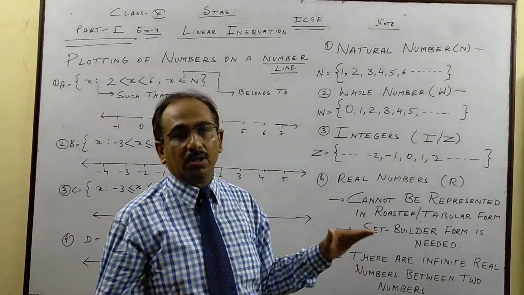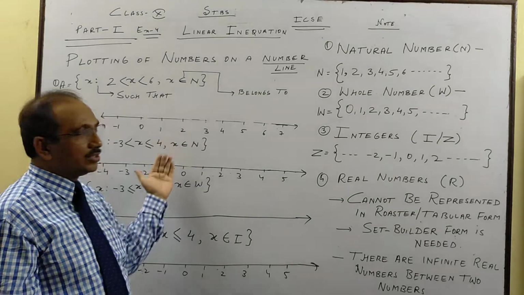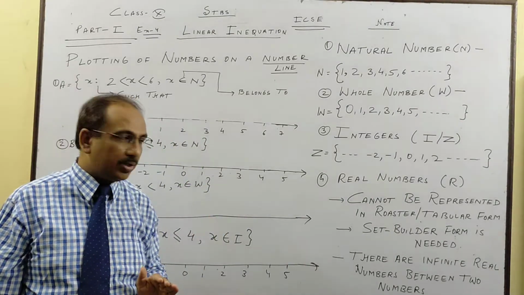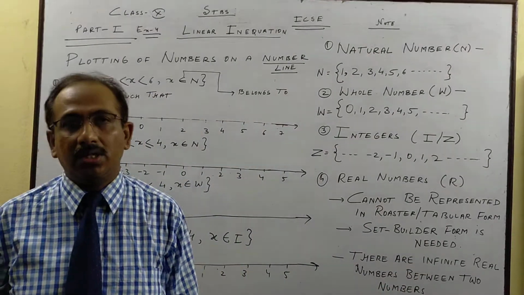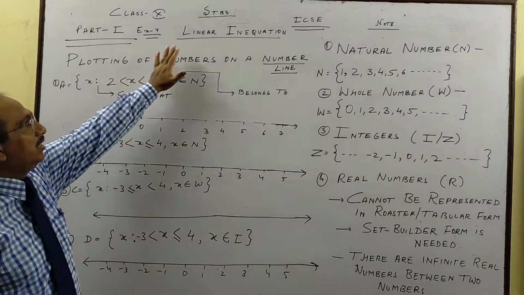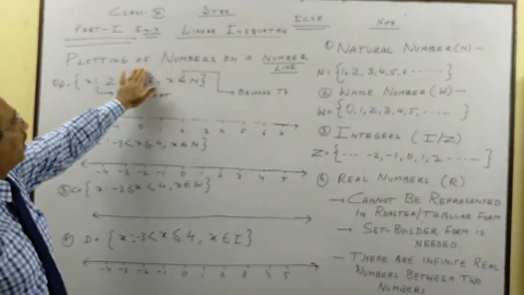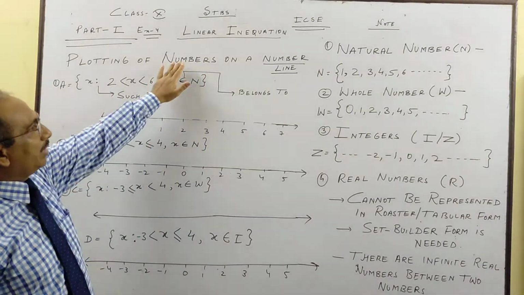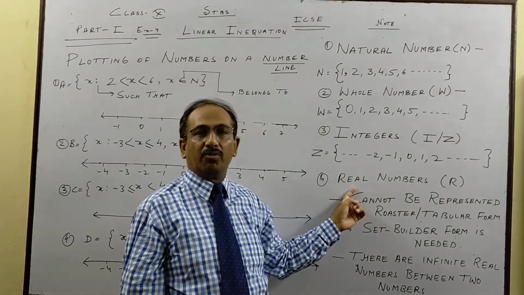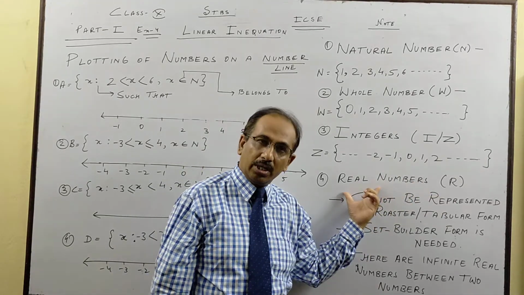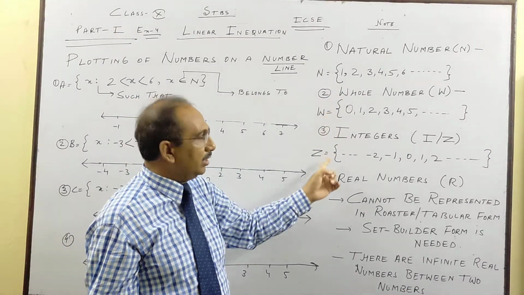Today we are going to do a lot of practice and learn and become masters of plotting. In the next class we will solve, and plotting will be very easy for you. Next, there are infinite real numbers between two numbers. With this basic idea about linear inequation in one variable, we learn plotting of numbers on a number line. Most of the questions which I will solve and what you get in ICSE are about real numbers. But sometimes you have questions on natural numbers, whole numbers and real numbers.